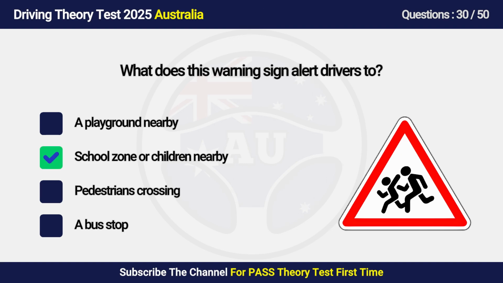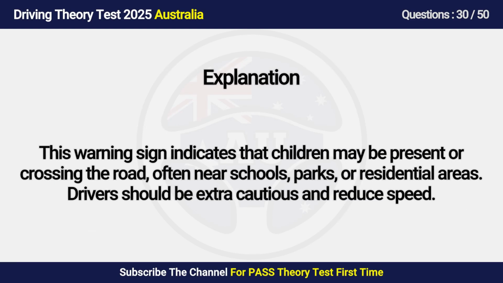Answer is B. School zone or children nearby. This warning sign indicates that children may be present or crossing the road, often near schools, parks, or residential areas. Drivers should be extra cautious and reduce speed.